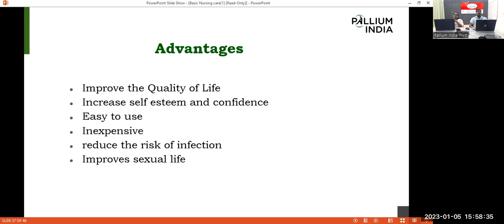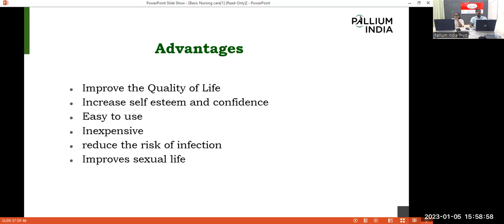What are the main advantages of intermittent clean catheterization? I already told you, an indwelling catheter means for a period of time we keep that catheter inside the bladder. But here, only once every 4th hourly the catheter goes into the bladder, and then it comes out. So it has some advantages also.